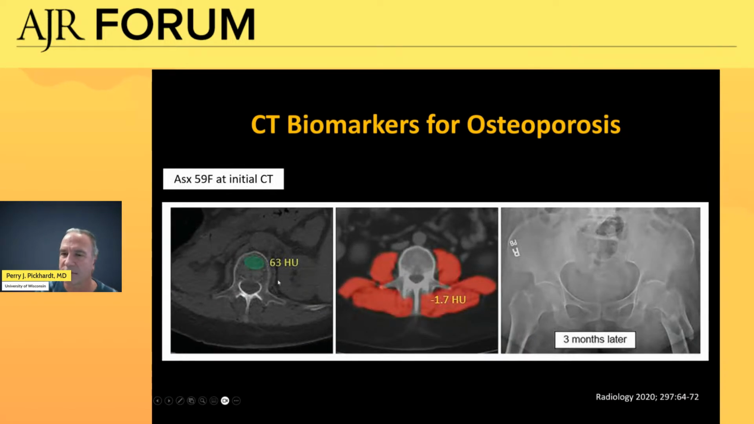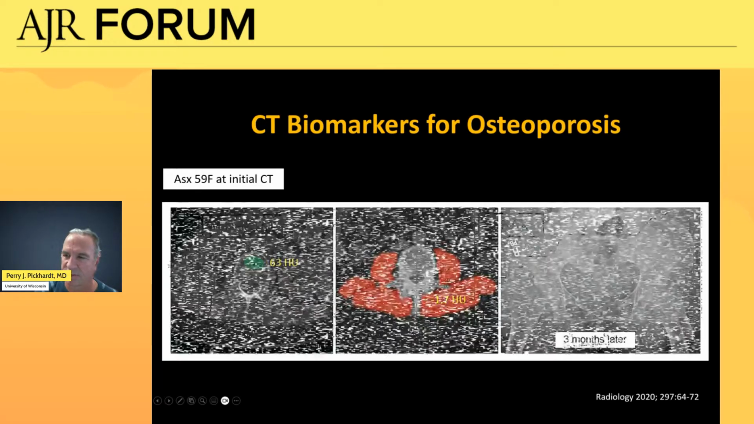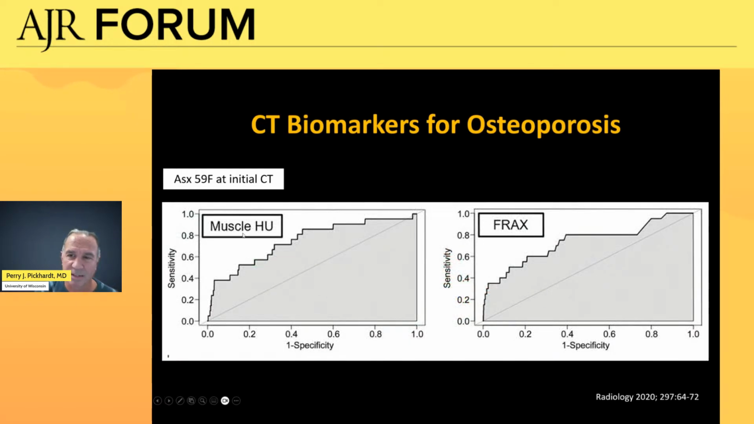Just another case, another patient who was only 59 at the time of this scan, has pretty severe osteoporosis, but also has myosteatosis, which, as I'll show you, put her at increased risk for hip fracture as well. That happened 3 months after the time of this CT. And muscle density alone, myosteatosis, does just as well as the multi-variable FRAX measure for predicting hip fracture.